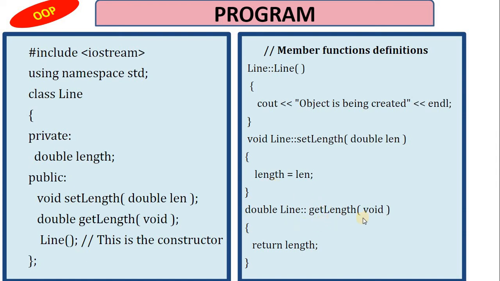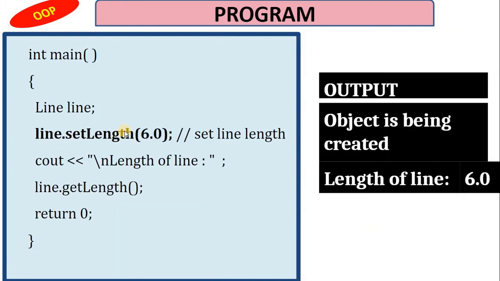And to get the value which is set in length, we have to use a return. For that we have the getLength function, which returns a double value. Length is also a double value, which is returned by the getLength function. To call these functions, you have to create an object inside main, a Line object. When you create Line line, line.setLength is used. Here line is an object and you are using the setLength function.